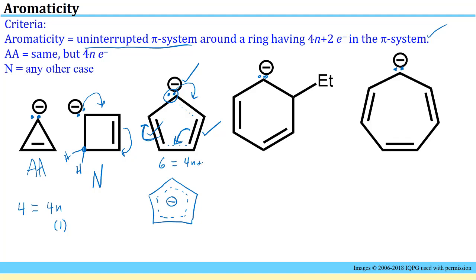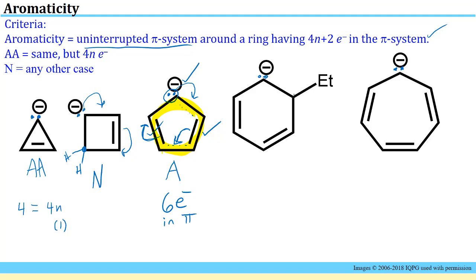And if we try to solve for 4n plus 2, n equals 1. So 6 is a 4n plus 2 number of electrons when n is an integer. That is an aromatic system. And of course the pi system will be all the way around the ring. We're asked to highlight that, and we would have 6 electrons in that pi system.